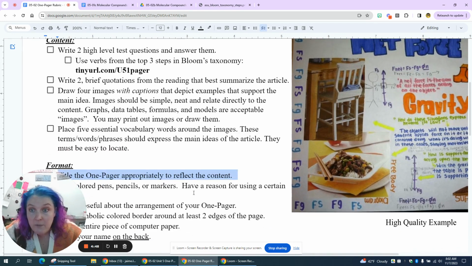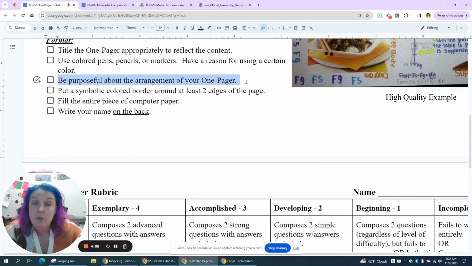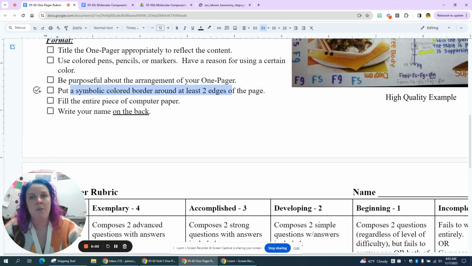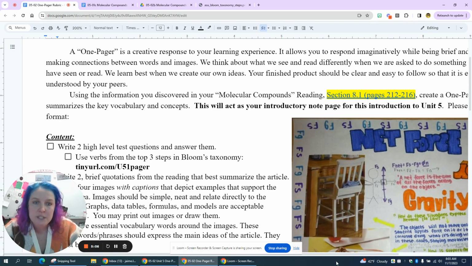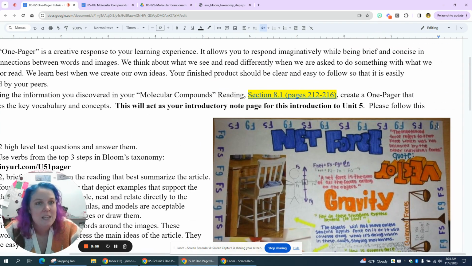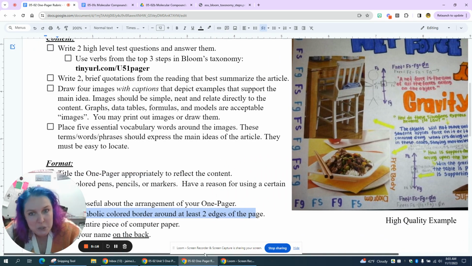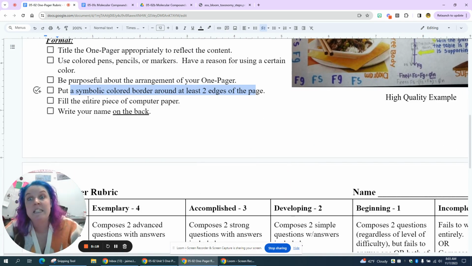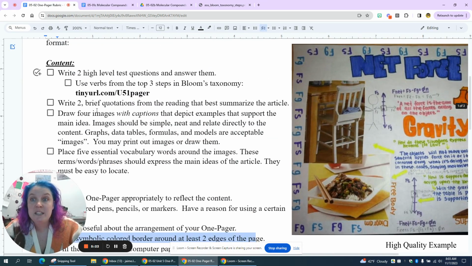The other things in format, you're going to be purposeful about the arrangement of your one-pager. I do have several different templates that you can use, or you can just wing it on a piece of blank paper. A symbolic colored border around at least 2 edges of the page. For this force diagram, or the net force one, you can see that they used the variables that are used in force calculation, so Fs and Fg, which I think was pretty cute. And then it only has to be on 2 of those edges, okay? And then you have to fill the entire piece of computer paper and write your name on the back. So that's your checklist to make sure you have everything.